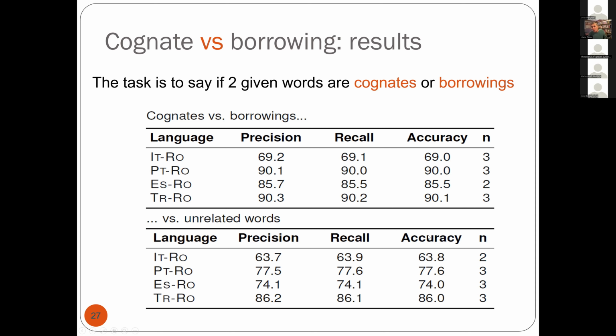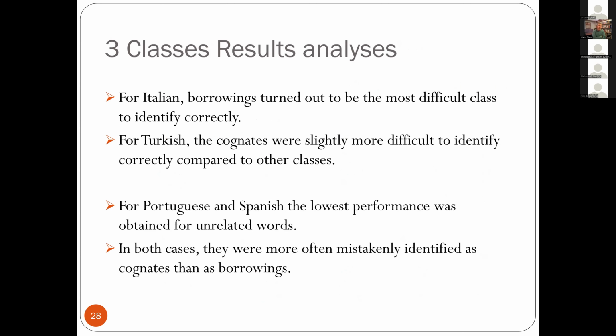And as we expected, the accuracy decreased a little bit. For example, for Italian or Romanian, when we use three classes, we obtain 63. For Turkish, 86, 77 for Portuguese, or 74 for Spanish. So in the real case, with three classes, the accuracy which we obtain for the moment is that one.